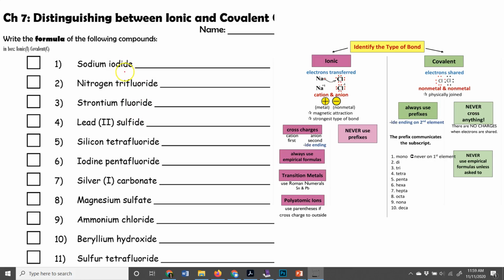I'm going to go over the examples to the practice where you have to distinguish between ionic and covalent compounds, and in this situation, write their formulas. So let's look at number one. In number one, we need to determine if it's ionic or covalent.